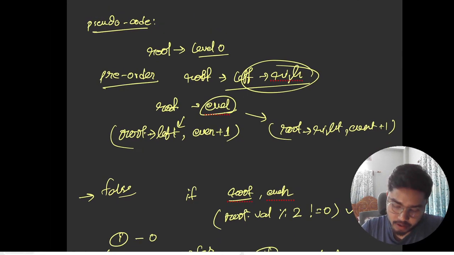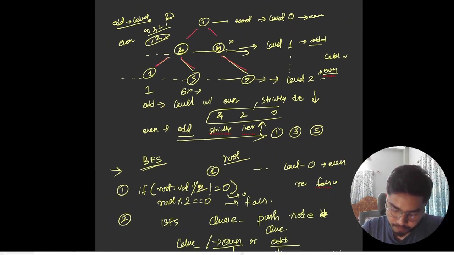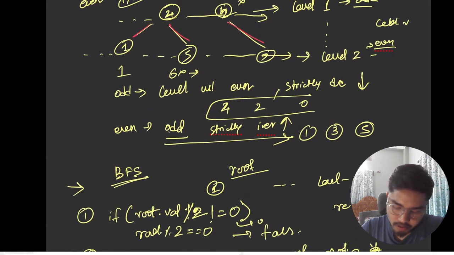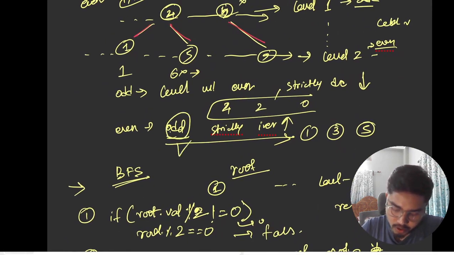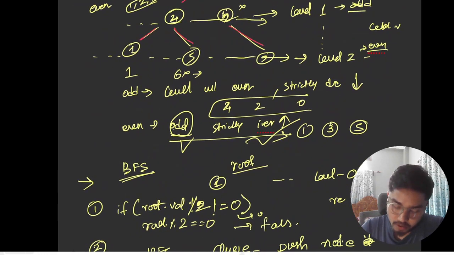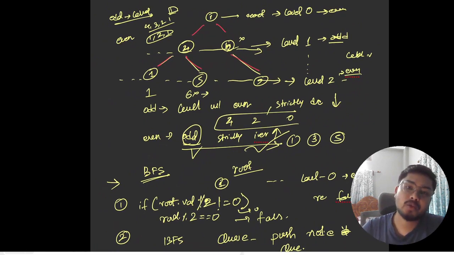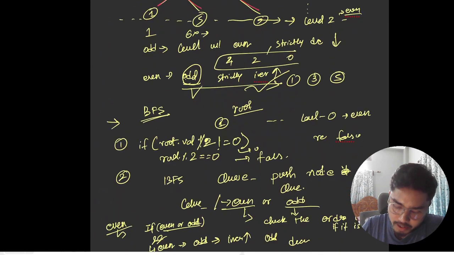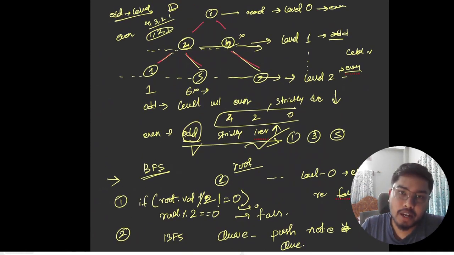I make a note here. For an even level, we need odd nodes, and the values should be strictly increasing. So how we'll approach this problem is we can use simple BFS here. So how will BFS help? As we know, BFS will traverse the tree in a breadth-first manner, which is level order traversal, and it will use a queue internally, and it will put all the nodes for a particular level in the queue.